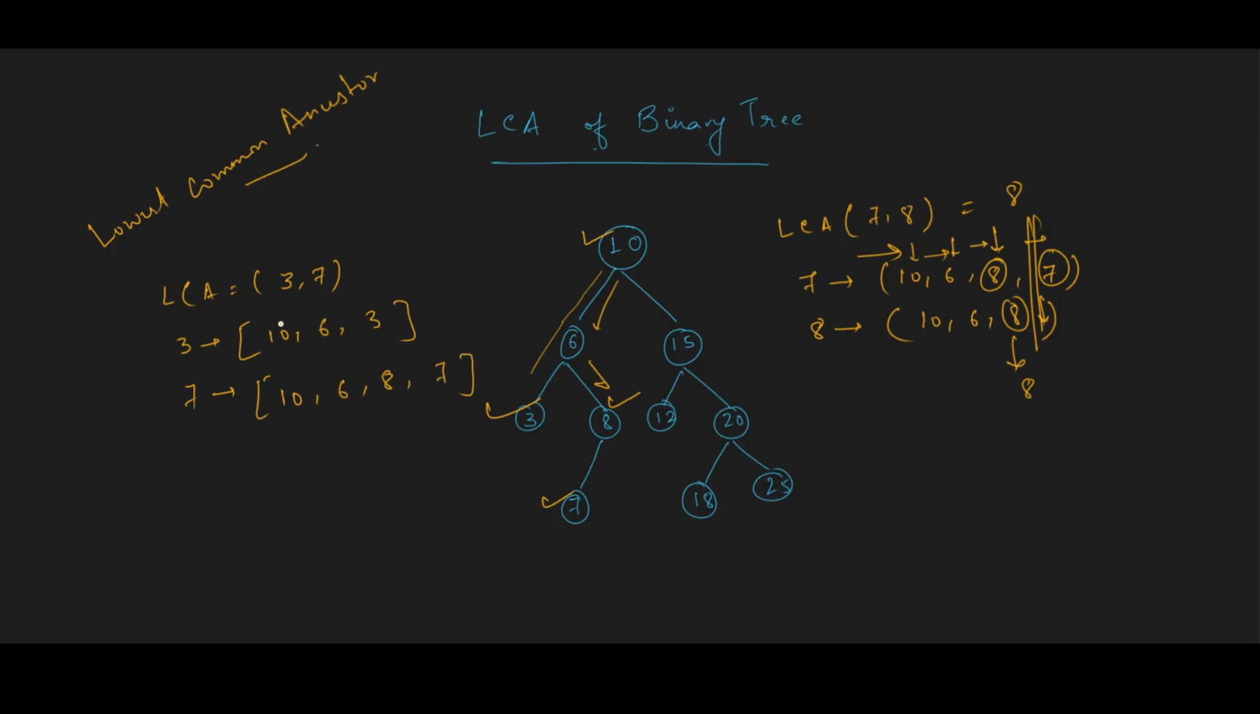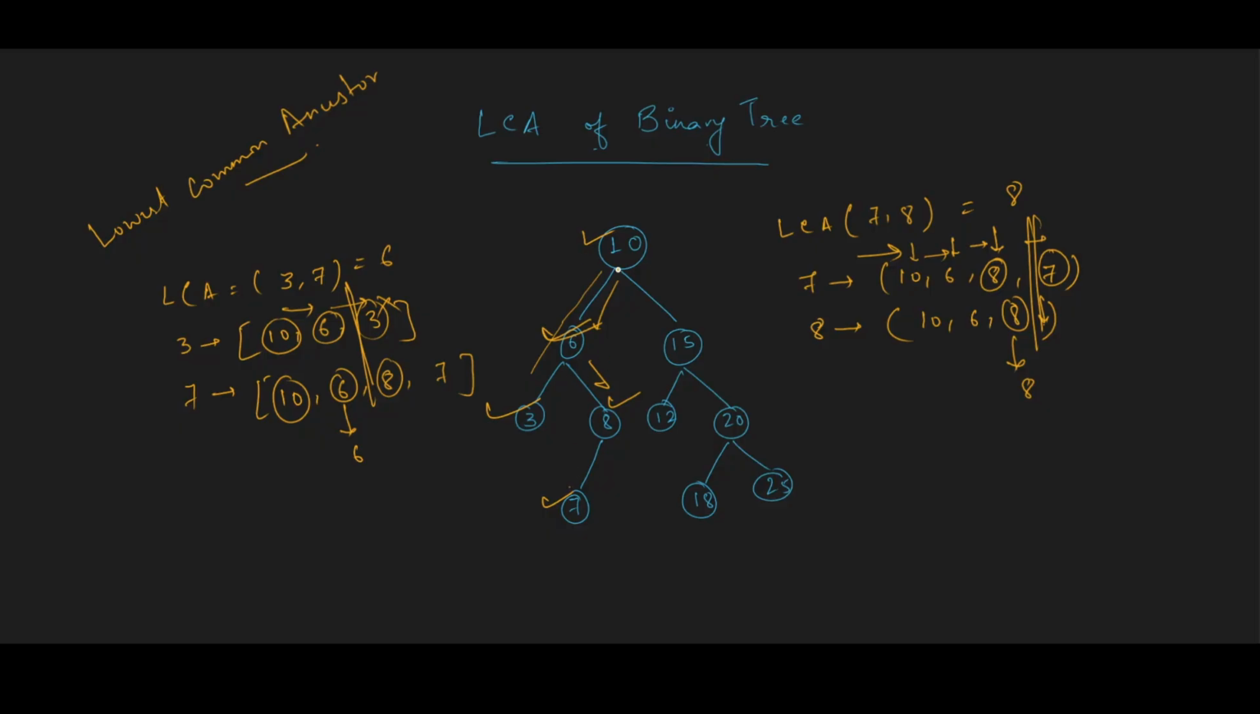Now we start checking what are the matching ancestors. Is 10 matching? Yes, 10 is matching. We go further deep. Is 6 matching? Yes, 6 is matching. We go further deep. Are 3 and 8 matching? No, we stop here and we take 6 as our answer. So 6 is the lowest common ancestor for 3 and 7.